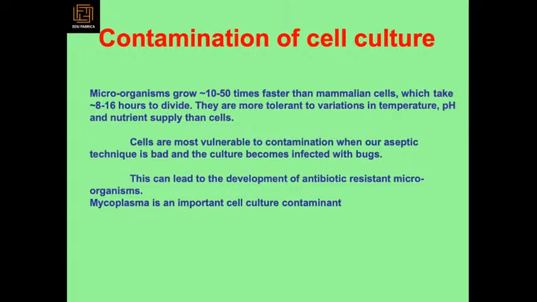Microorganisms can grow 10 to 50 times faster than mammalian cells, which take around 8 to 16 hours to divide. They are also mostly tolerant to variations in temperature, pH, and the nutrients supplied to the cells. And cells are most vulnerable to contamination whenever aseptic technique is not being used. Mycoplasma is one of the most common cell culture contaminants.